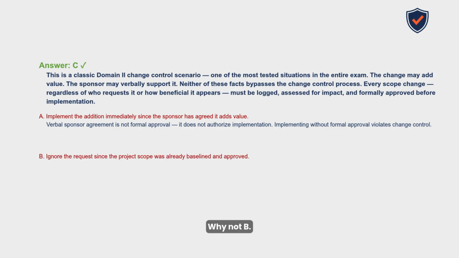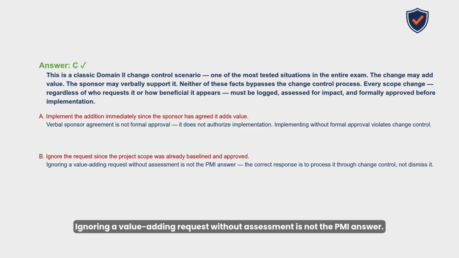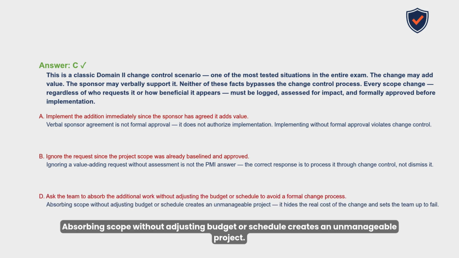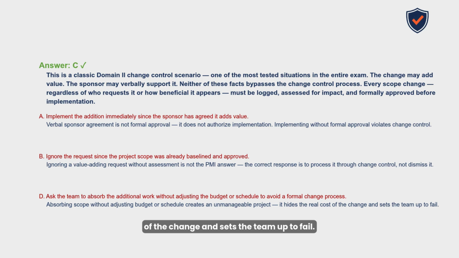Why not B? Ignoring a value-adding request without assessment is not the PMI answer. The correct response is to process it through change control, not dismiss it. Why not D? Absorbing scope without adjusting budget or schedule creates an unmanageable project. It hides the real cost of the change and sets the team up to fail.